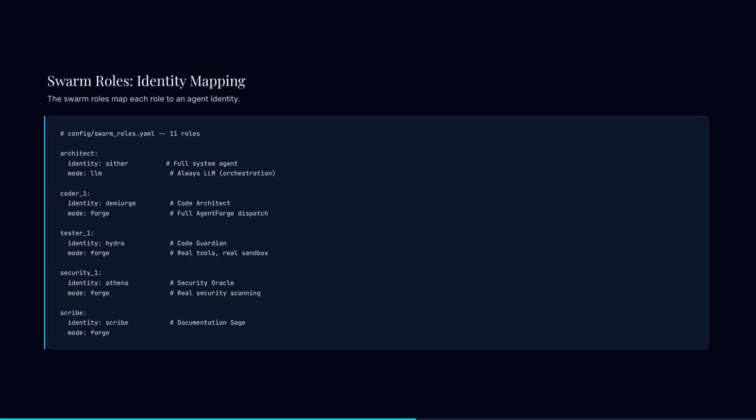Testers map to Hydra. Security agents map to Athena. The scribe maps to Scribe. The distinction matters. Orchestration roles use bare LLM calls because they are making decisions. Swarm phase agents get full Forge dispatch because they are executing work with real tools in real sandboxes.